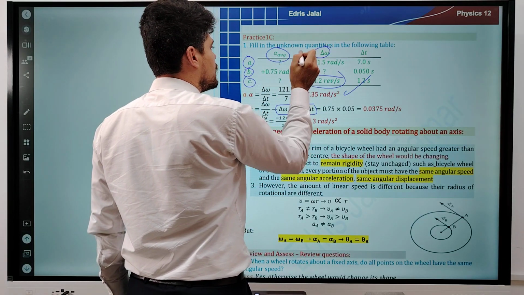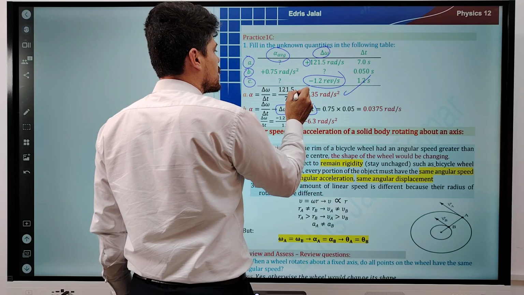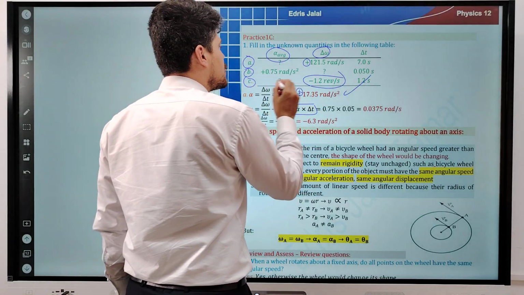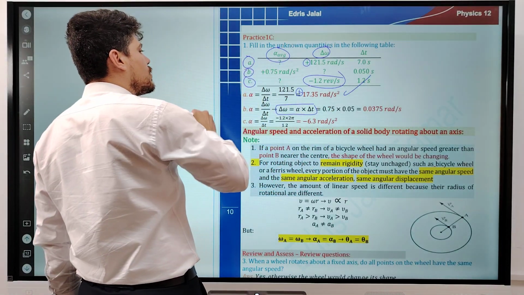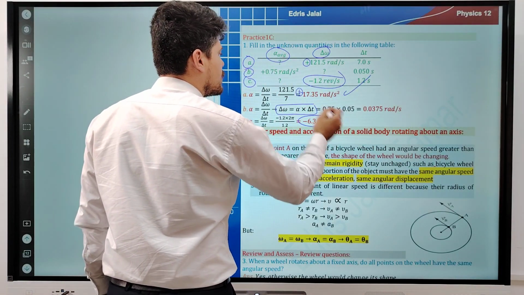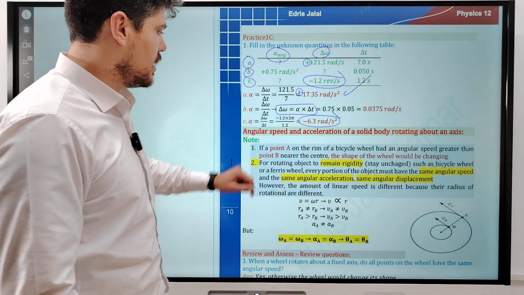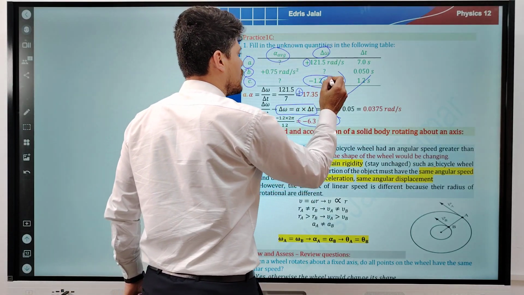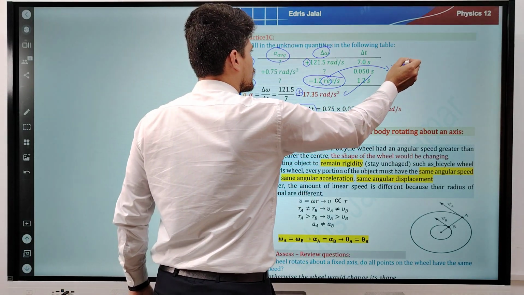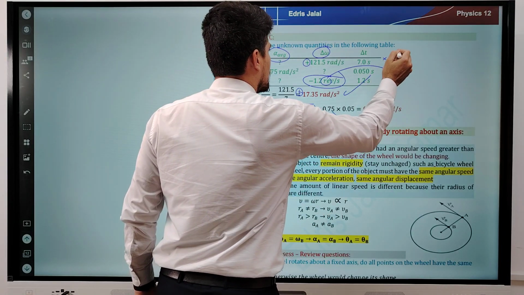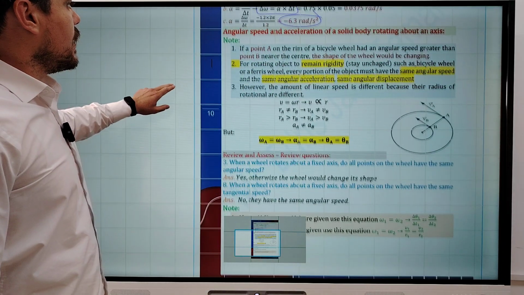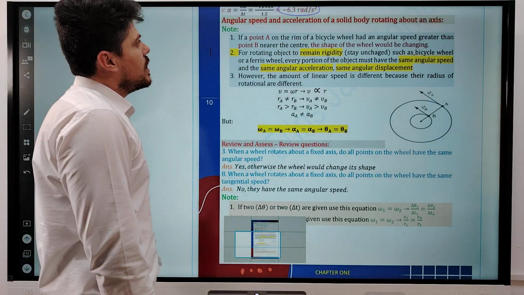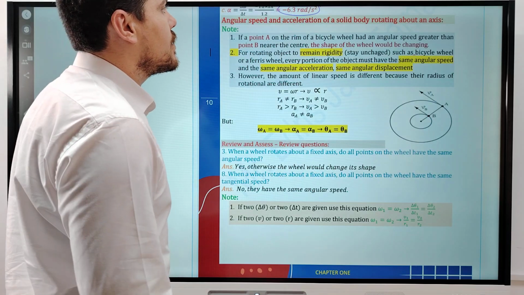Branch A, the angular speed was given as positive. The angular acceleration also was positive. Branch C, the change in angular speed was given as negative. Angular acceleration also should be negative. Okay? Multiply by 2 pi. Why? Because we have to convert rev to what? To rad. Multiply by what? By 2 pi. Okay?